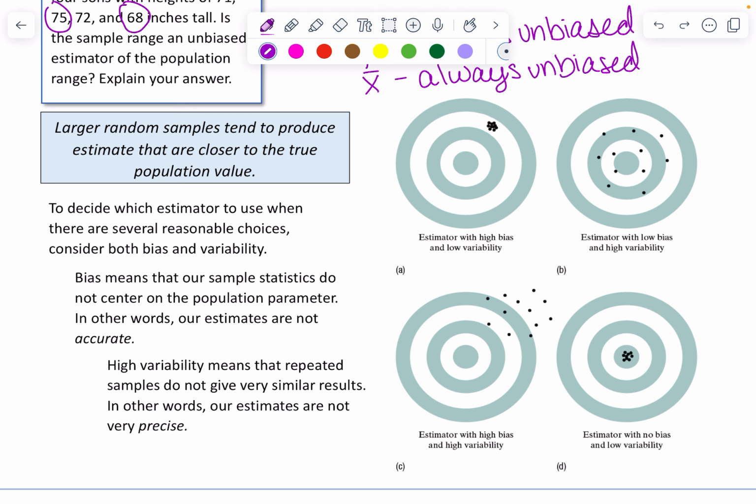And using an unbiased estimator, those dots are going to get closer to the middle. So like here, for example, they're very spread out. There's a high variability, but they're pretty much averaged in on the center. So we want low variability. We want the dots to be close together, and we want it to be close to the bullseye. So we want unbiased estimators, and we want large sample sizes so that the sample statistics are close to each other. So that's this one.